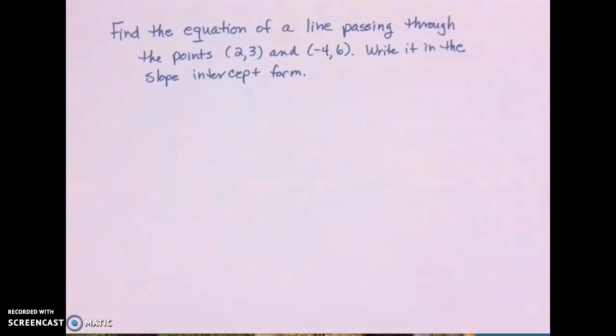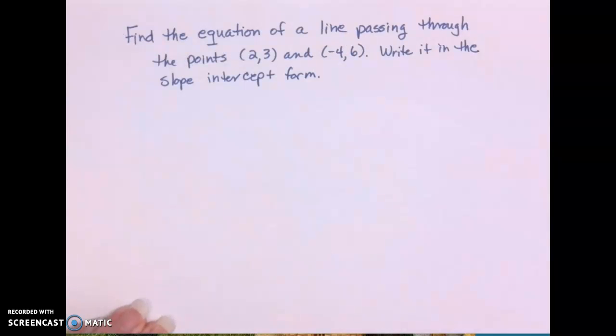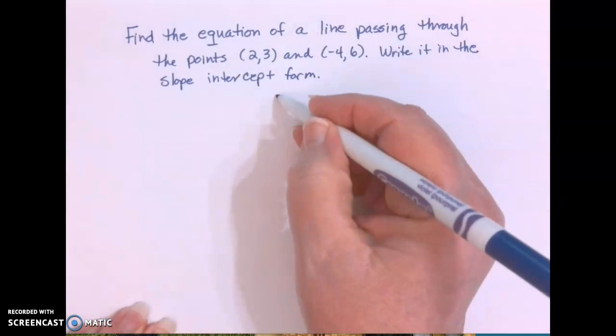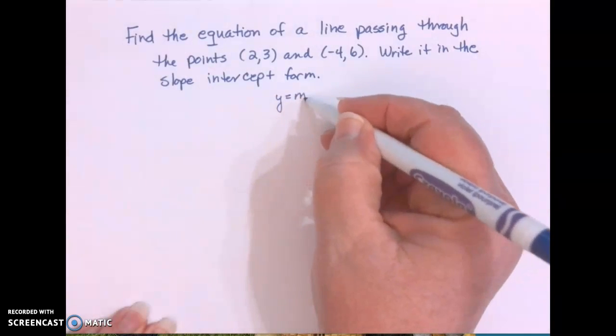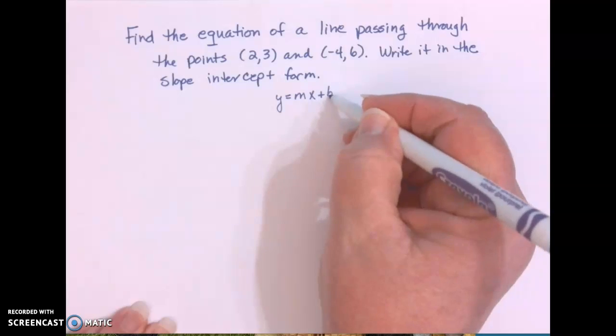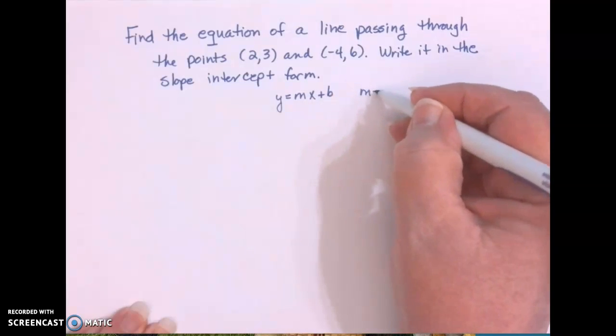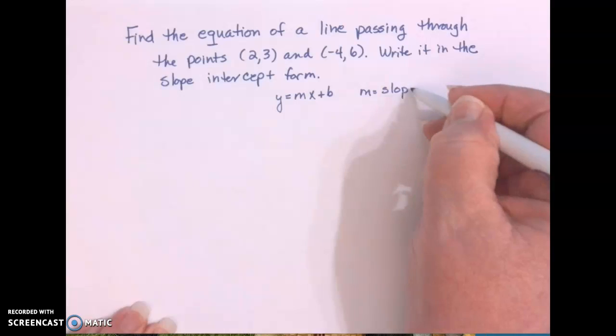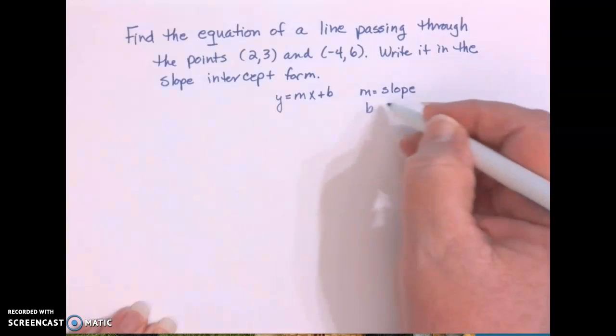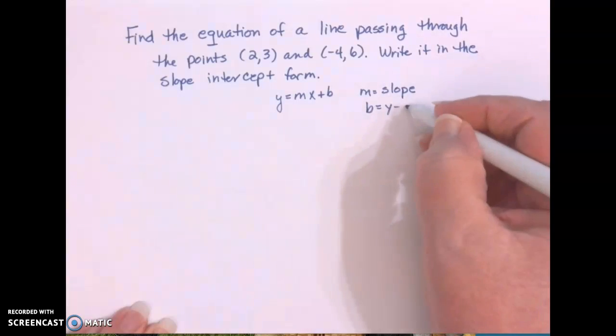In this problem, we're going to find the equation of a line that passes through two given points, and then write that equation in the slope-intercept form. So we know that the slope-intercept form of an equation is going to look like y equals mx plus b, where m equals the slope of the line, and b is the y-intercept.